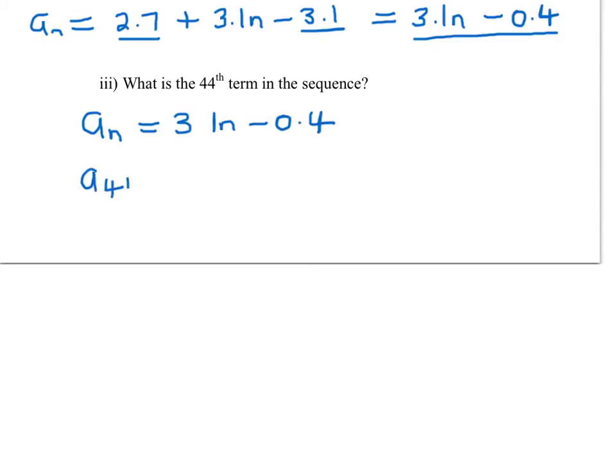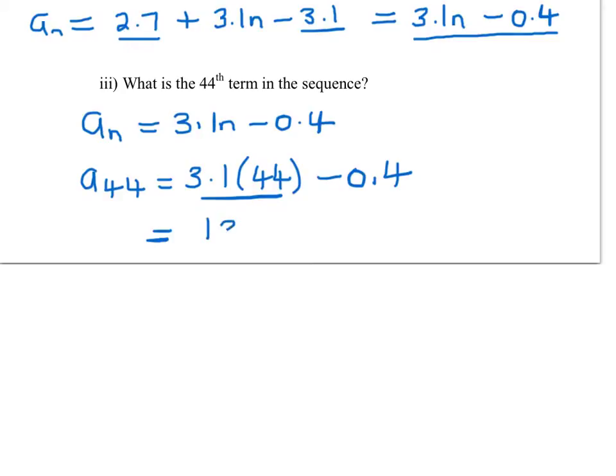So a44 is equal to 3.1 times 44 minus 0.4. Again, make sure you do the multiplication first, but you'll naturally do that first anyway. And what you'll get is, when you work all this out, you get the value 136. So the 44th term in this sequence has a value of 136.